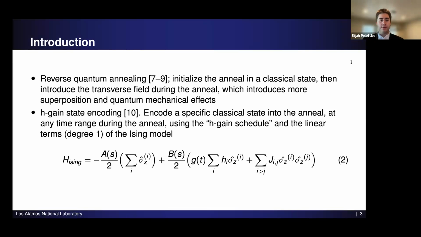And so equation 2 here is defining what the H-gain state encoding, or what the H-gain method or hardware feature, actually does. In particular, the only thing that's different between this equation and the previous equation is the G of T prefactor. What that is defining is basically a multiplier as a function of time, continuous time, specifically on your linear terms. And so that's what the term H-gain is, right? You're amplifying your linear terms by some multiplicative factor.